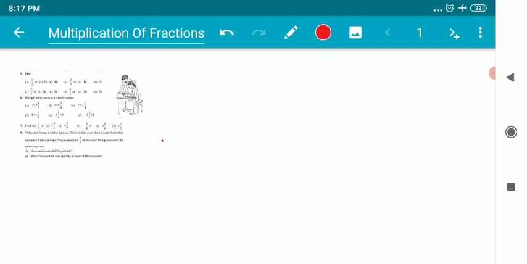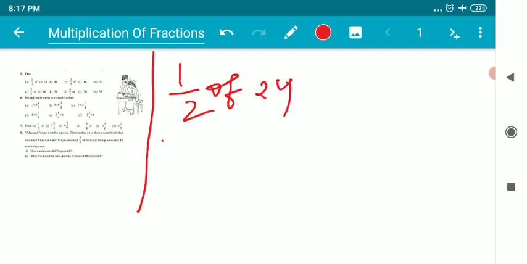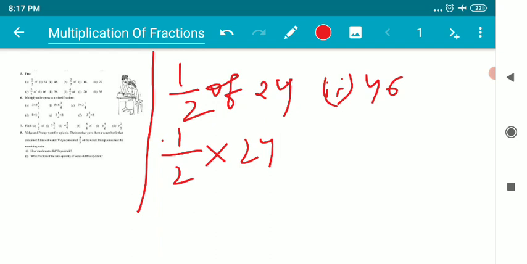So children, in exercise 2.2 question number 5, half of 24 and 46 is to be calculated. So half means 1 by 2 of 24, and question number 2 is 46. Okay children, so how to calculate half of 24? It's a very simple thing. We know that of means multiplication. So half means 1 by 2 into 24.